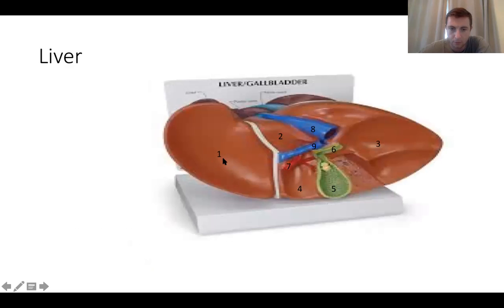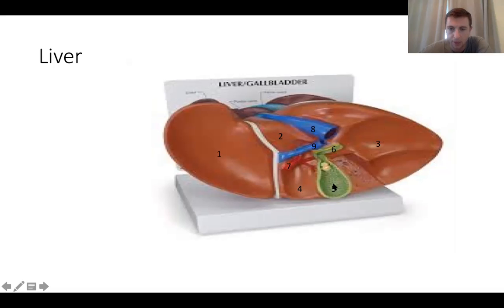The number 1 right here is the left lobe. The caudate lobe is 2 right here. That's caudate. The third, number 3 over here is the right lobe, and 4 here is the quadrate lobe. That's spelled quadrate.